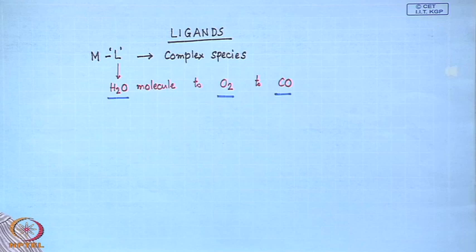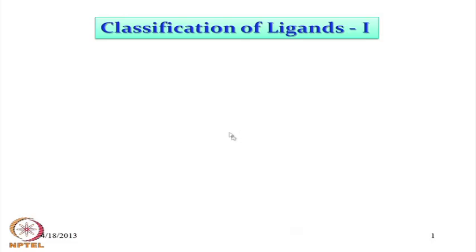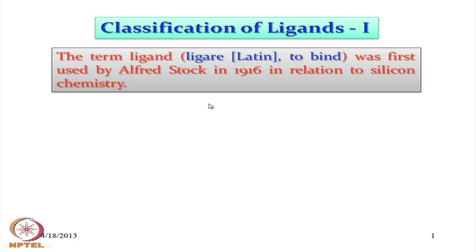So, in this class we will see the different classification of the ligands, how we classify most of the ligands depending upon their typical nature of binding to the metal center. Historically, when people first started talking about these, the term ligand was introduced in terms of the binding property of any molecular or ionic species, and it was Alfred Stock who introduced it in 1916 in relation to silicon chemistry.